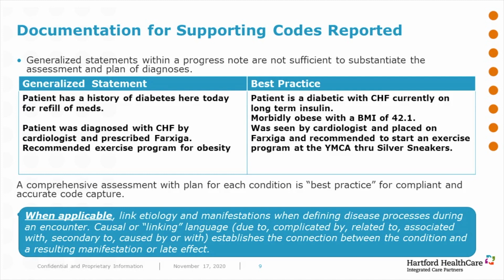Most of the time we'll see obesity, and then the BMI is listed in the vitals. But we cannot assume that the patient is morbidly obese unless it's documented by the provider. So that would have been a missed opportunity. History of diabetes? Well, no, we needed to specifically say patient is a diabetic and is on long-term insulin. So this is an example of best practice.